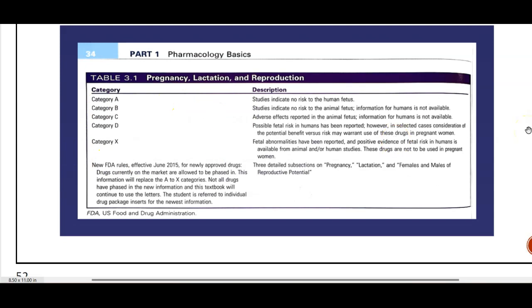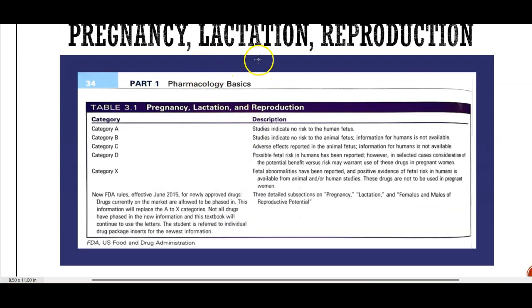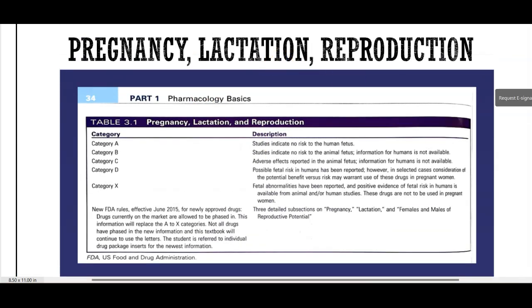Now, currently, there are new categories as of 2015 which will eventually replace the previous categories. The new requirement includes labeling the medications with pregnancy, lactation, and females and males of reproductive potential. You will most likely see both in the newer drug packaging and the newer drug handbooks, but the textbook and some older drugs will likely still use the traditional categories.